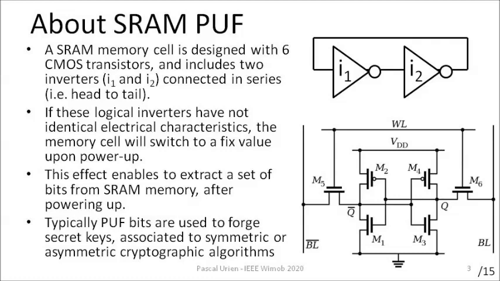A SRAM memory cell is designed with 6 CMOS transistors and includes 2 inverters, I1 and I2, connected in series, that's to say head to tail. If these logical inverters do not have identical electrical characteristics, the memory cell will switch to a fixed value upon power up. This effect enables us to extract a set of bits from SRAM memory after powering up. Typically, PUF bits are used to forge secret keys associated with symmetric or asymmetric cryptographic algorithms.